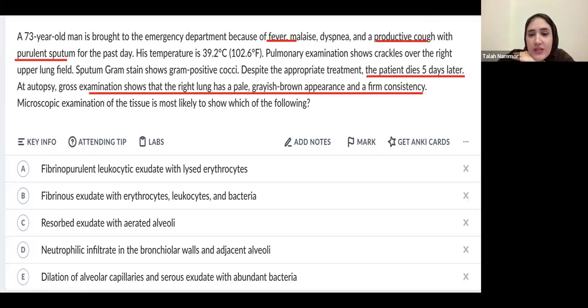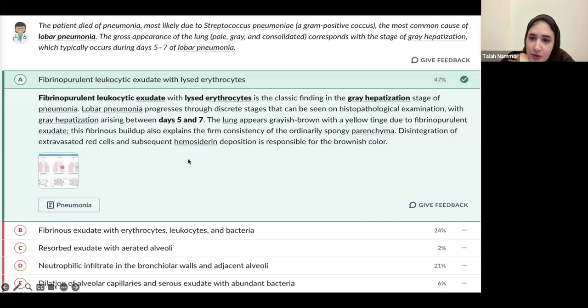So which stage are we in the pneumonia stage, guys? Lobar pneumonia. Remember, lobar pneumonia has like 5 stages. Gray hepatization. Right. So gray hepatization. How will it show? Someone said A. Do you guys agree? Yes, exactly. So gray hepatization, we're going to have fibrinopurulent leukocyte exudates and lysed erythrocytes. Okay. Let's go.